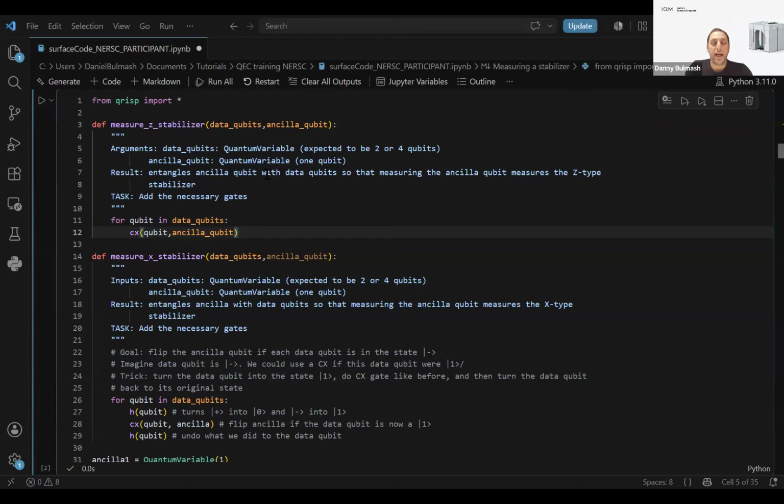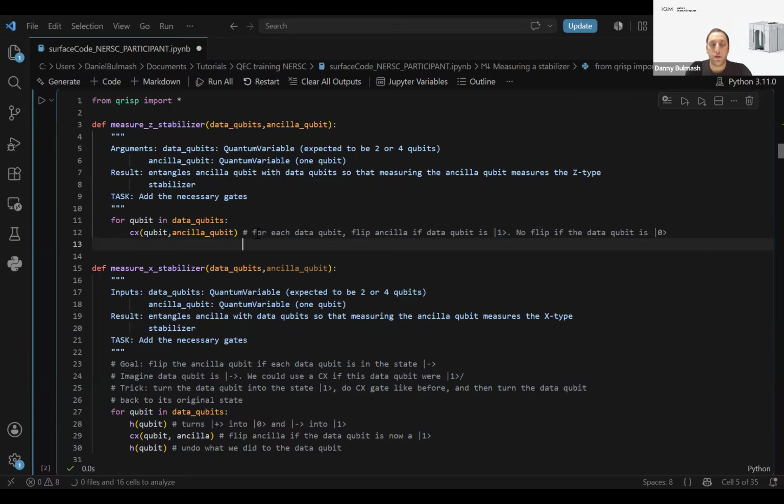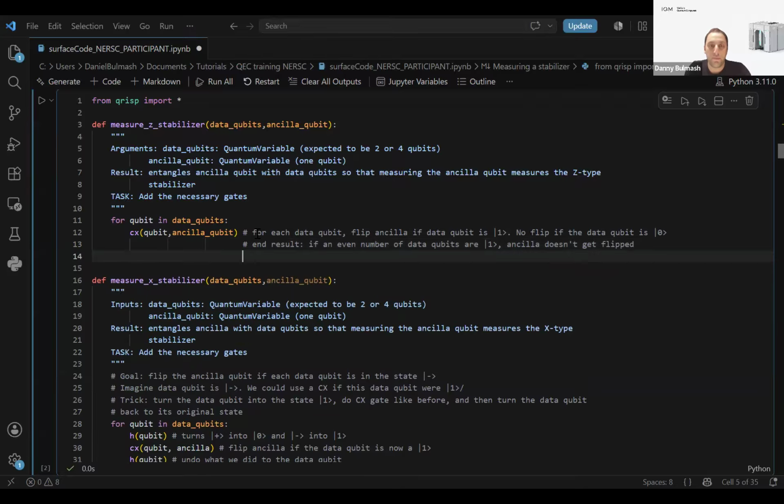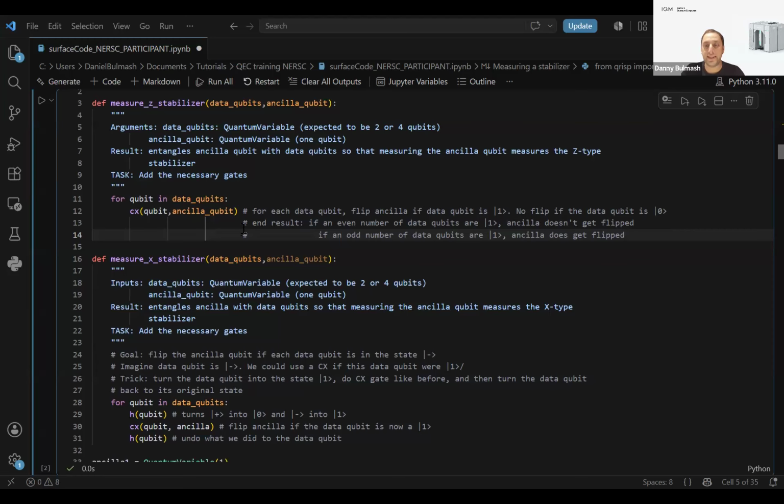So let's start with the Z stabilizers. The idea here is that for each data qubit, we flip the ancilla if the data qubit is 1. No flip if the data qubit is 0. So what does that do? The end result is that if an even number of data qubits are 1, the ancilla doesn't get flipped, right? Because if we flip the ancilla 0, 2, or 4 times, then there's no flip. If an odd number of data qubits are 1, the ancilla does get flipped. And that's what we wanted, right? That's the stabilizer that we're trying to measure. That's going to give us the syndrome that we're looking for. So that's the idea of the Z stabilizer piece.